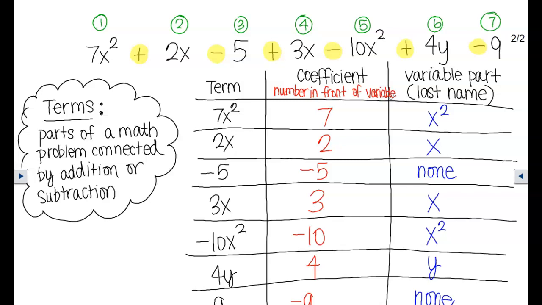So terms are connected by addition or subtraction in math problems. And a term has a coefficient and a last name. The coefficient is the number in front of the variable, and the variable part is the last name.